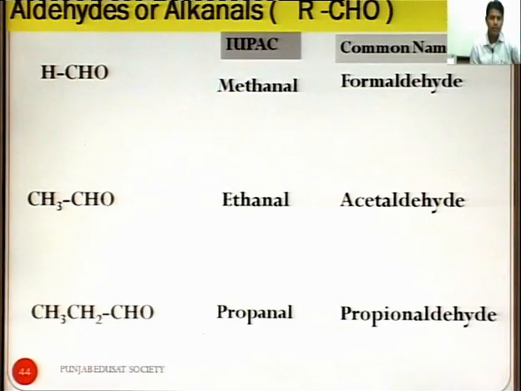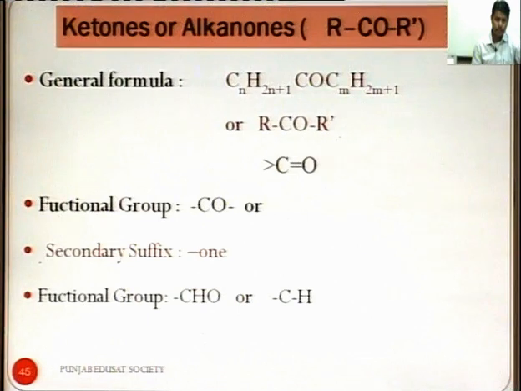The IUPAC name of the first member of aldehyde is methanal, in which there is one carbon, so the word root is meth and the primary suffix is ane, and the secondary suffix for aldehyde is al, methanal. The common name is formaldehyde. Next is ethanal with 2 carbon atoms. The common name is acetaldehyde. Propanal with 3 carbon atoms, and the common name is propionaldehyde.